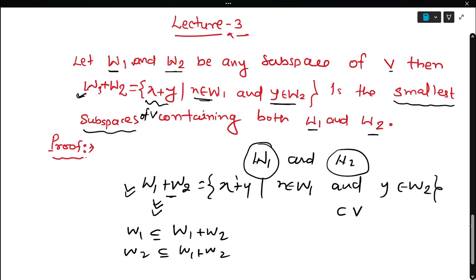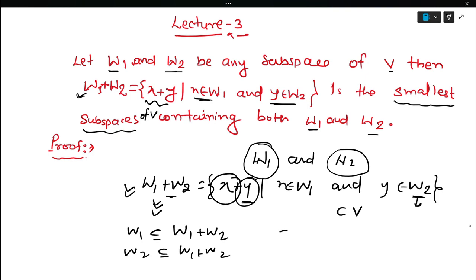We can easily see that if we take x equal to 0, then it will contain W2, and if we take y equal to 0, it means 0 belongs to W2 because this is a subspace. So if we take y equal to 0, it will be x such that x belongs to W1, and this is contained in W1 plus W2. Hence both W1 and W2 are contained in W1 plus W2.